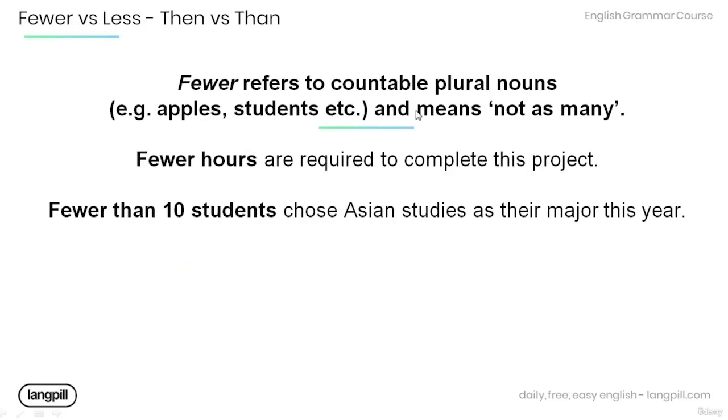Fewer refers to countable plural nouns, for example, apples, students, etc., and means not as many. Have a look at the examples below. Fewer hours are required to complete this project. Countable plural noun. Fewer than 10 students choose Asian studies as their major this year. Countable plural nouns.